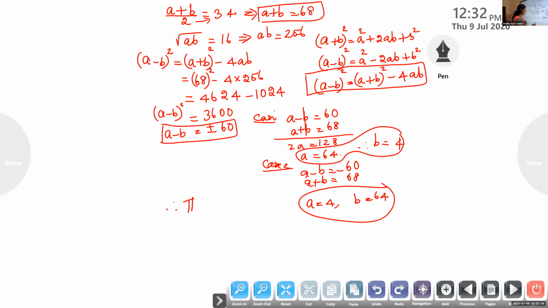Therefore, the numbers are either 64, 4 or 4, 64.